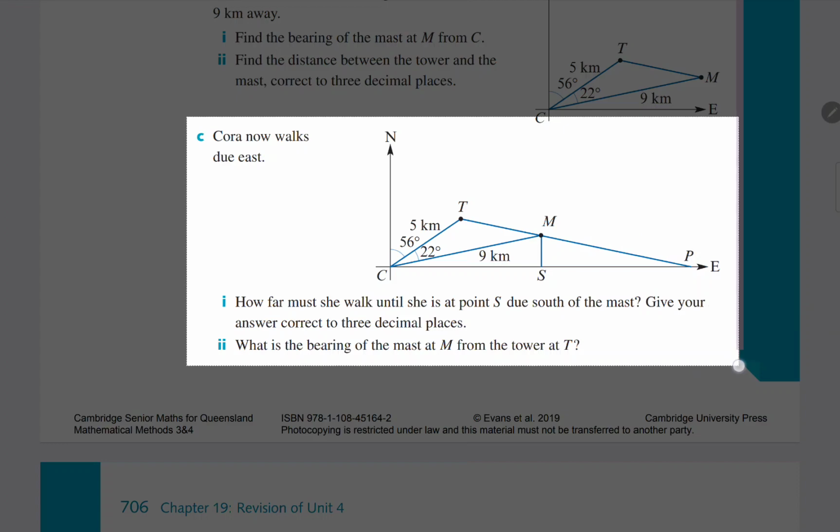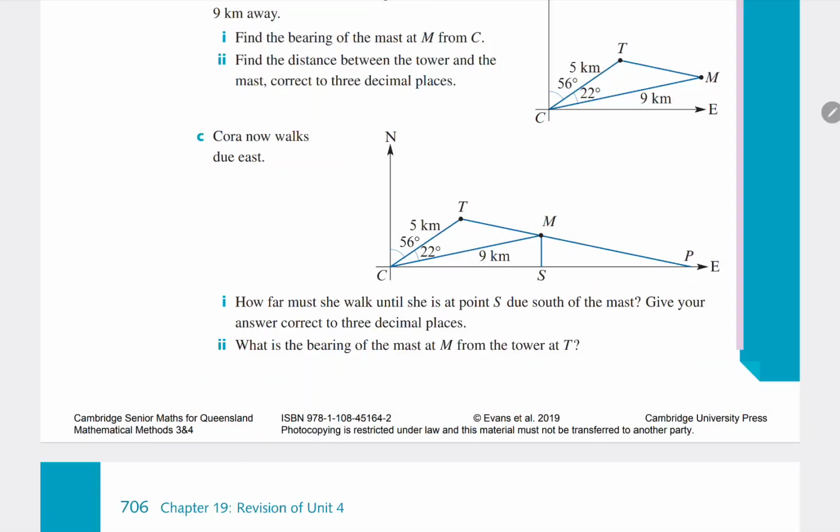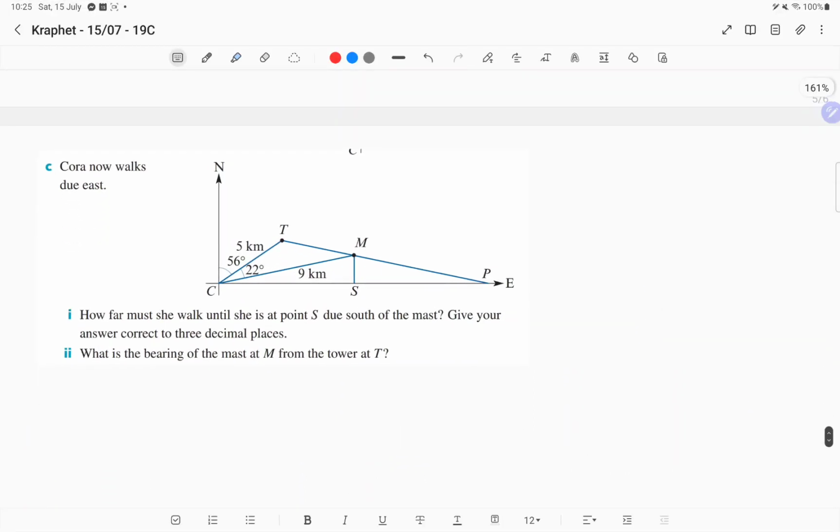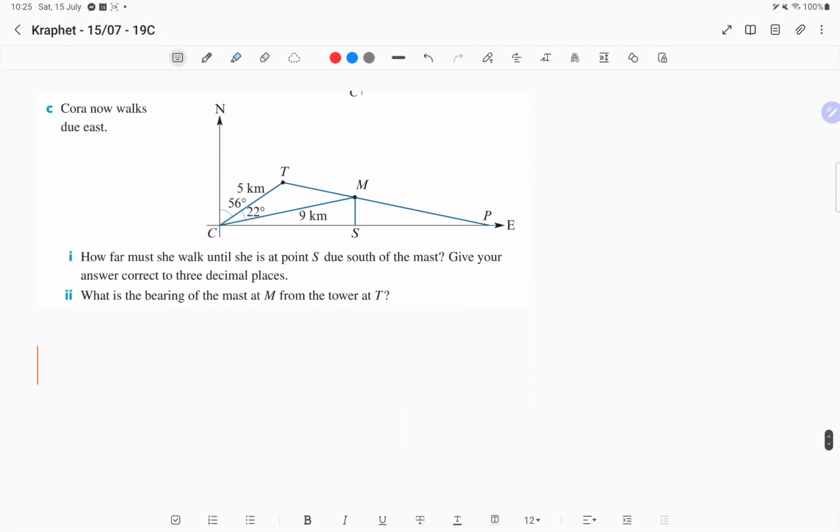Cora now walks due east. How far must she walk until she is at point S, due south of the mast? Give your answer correct to 3 decimal places. What is the bearing of the mast at M from the tower at T? The thing is getting a bit more complicated now. So we're looking at this unusual bearing there. Now the first one is probably an unfamiliar bit.